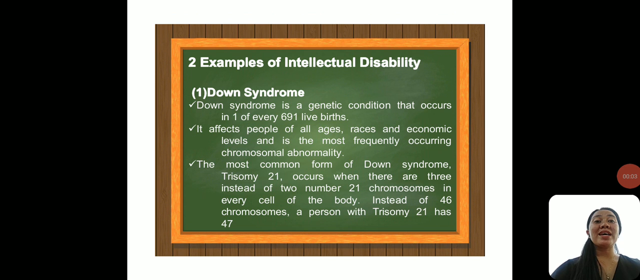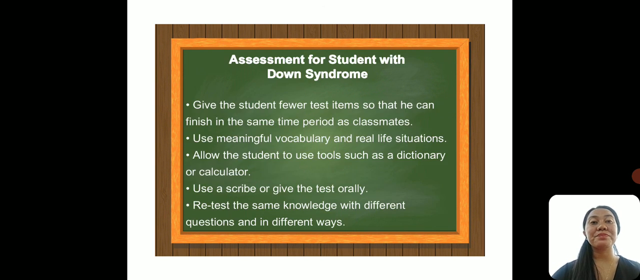So here are the two examples of intellectual disability. First is Down syndrome. Down syndrome is a genetic condition that occurs in one of every 691 live births. It affects people of all ages, races, and economic levels and is the most frequently occurring chromosomal abnormality.